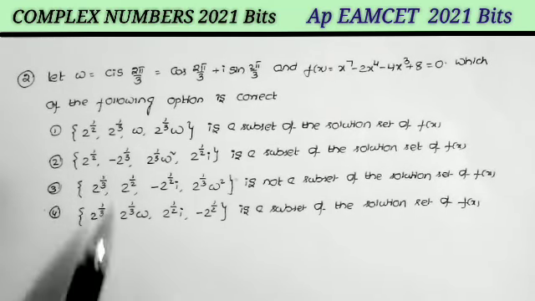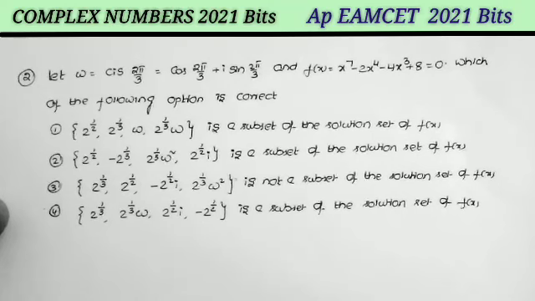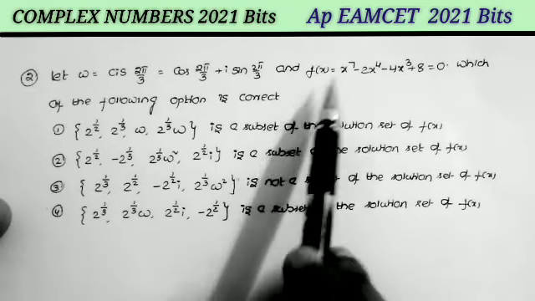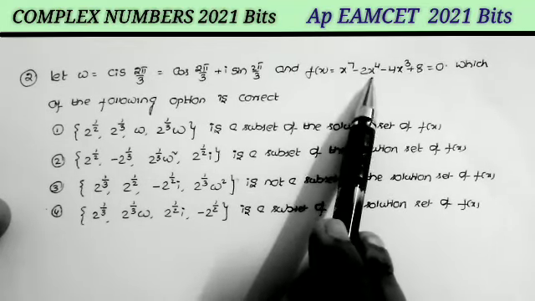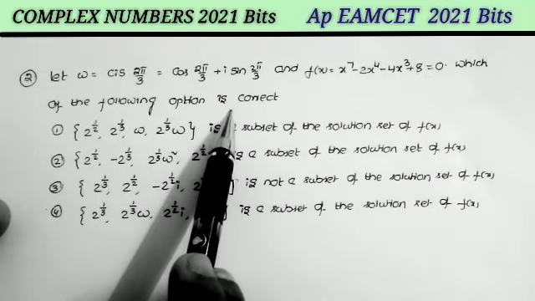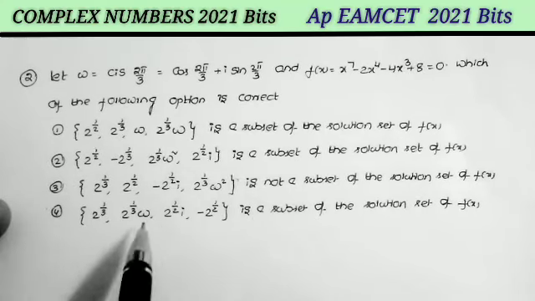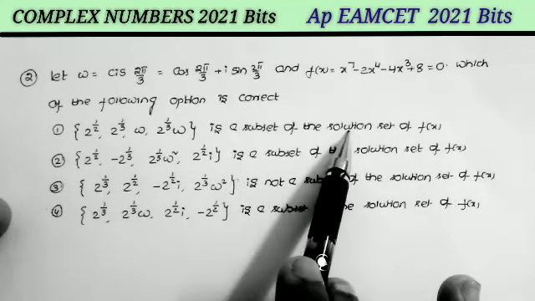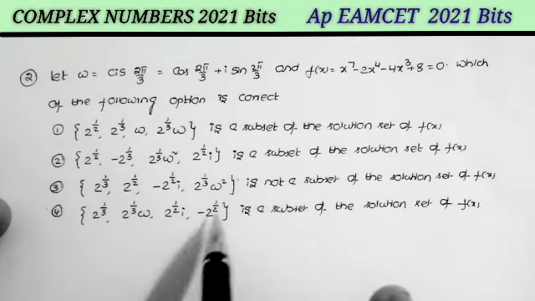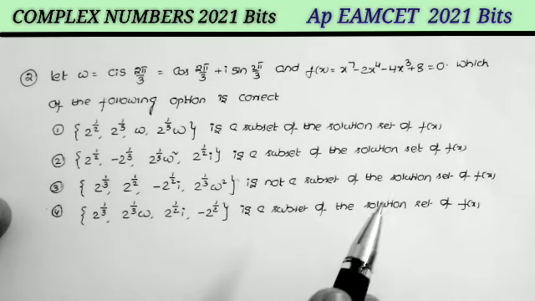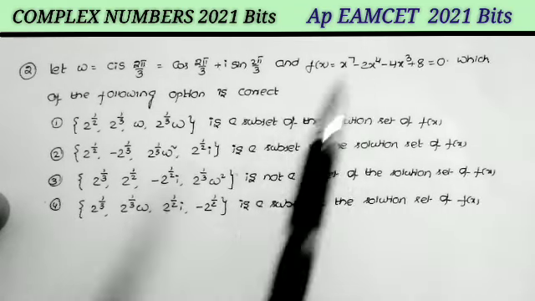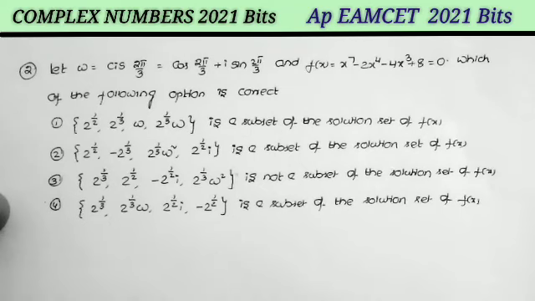The first problem: omega is equal to cis 2 pi by 3, that is cos 2 pi by 3 plus i sin 2 pi by 3, and f of x is x power 7 minus 2 into x power 4 minus 4x cube plus 8 is equal to 0. Which of the following options is correct? Here some sets are given. The options are: this is a subset of the solution set, this is a subset of the solution set, this is not a subset of the solution set, and this is a subset of the solution set. So four options are given here. First I am finding the solution set of the given equation, and then we have to check which one of the given options is the correct answer.